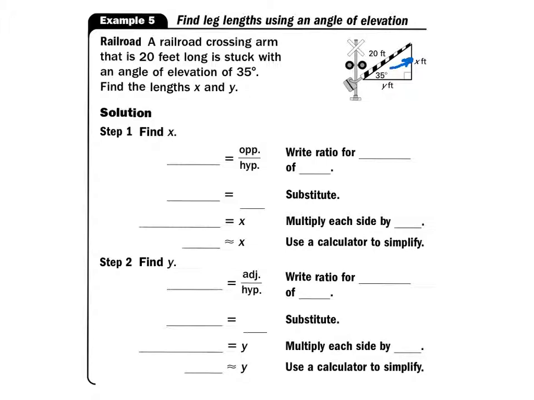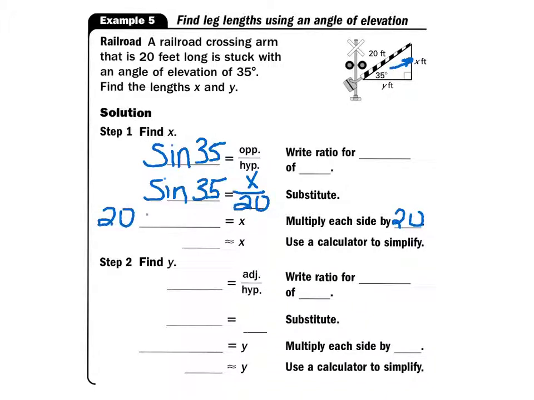So opposite over hypotenuse, what is that? That's SOH, isn't it? So we need the sine of 35. Okay, so sine of 35, the opposite is x, and then our hypotenuse is 20. Multiply both sides by 20. Get 20 times the sine of 35, and that should equal 11.5.